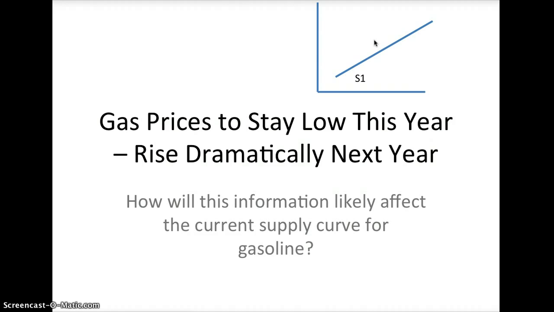Okay. Gas prices to stay low this year, rise dramatically next year. How is this going to affect the current supply for gasoline? So if prices are going to rise next year, we're talking about supply, right? So we're talking about the producers, not the consumers. So the supply now is going to be restricted, right? Because producers want to make as much money as possible. So they're going to restrict the amount of supply out there now and wait till the price goes up in 6 months and then put the supply out there because they'll make more money in 6 months.